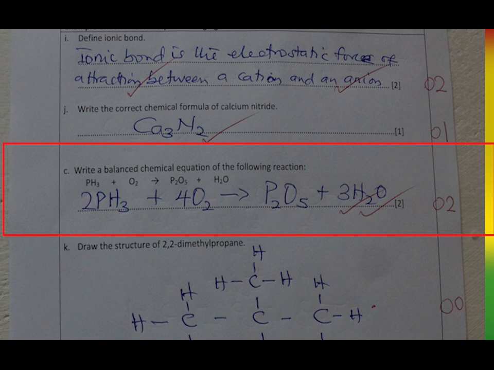Then finally, she balanced the total number of oxygens by getting the total number of oxygens on the right-hand side to be 8, and the total number of oxygen on the left-hand side to be 2. So she placed 4 in front of the oxygen to balance the whole equation. And therefore, she is awarded 1 mark out of 1.